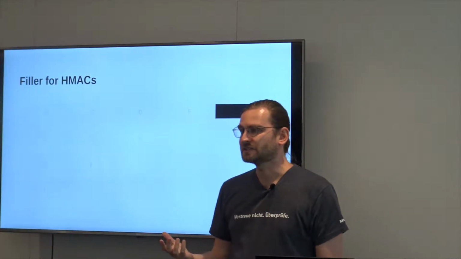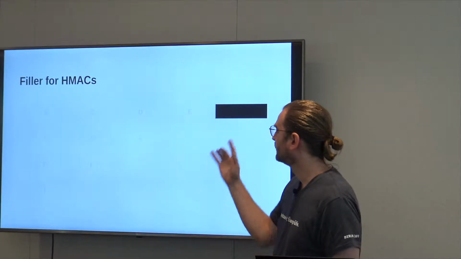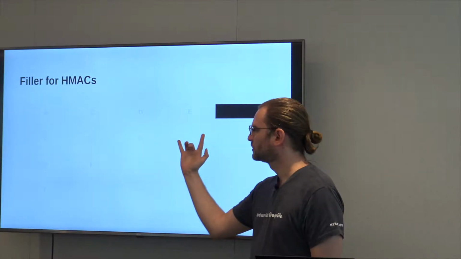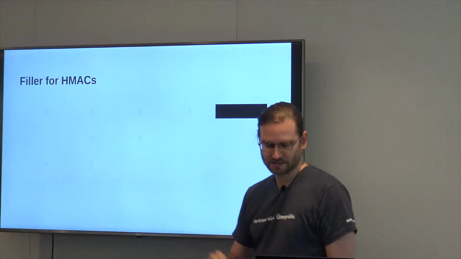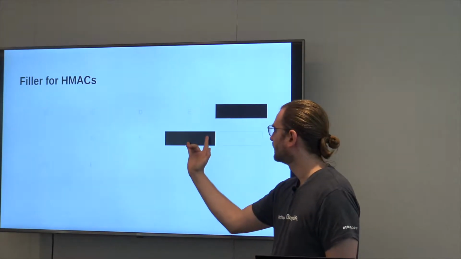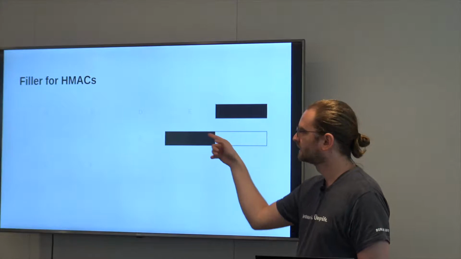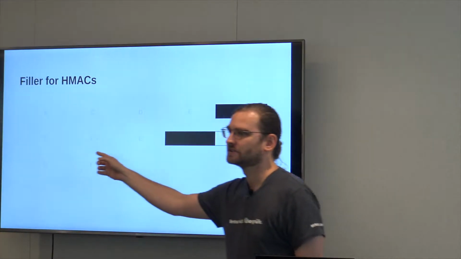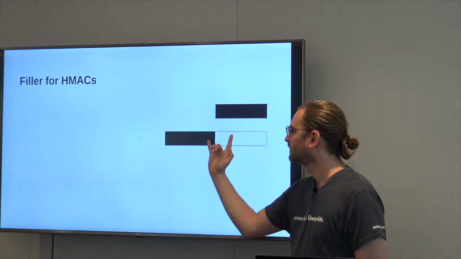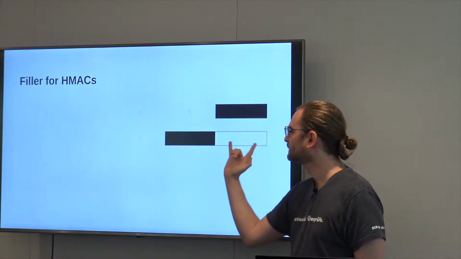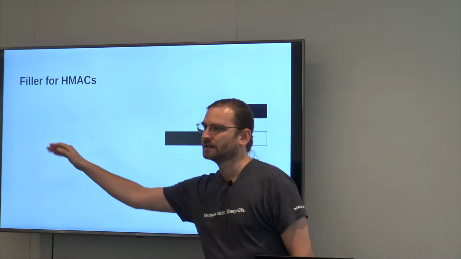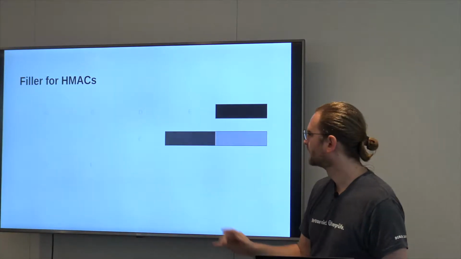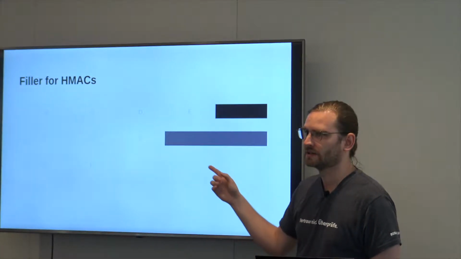Now, for the next hop, we need to take this part, shift it here, and add the filler that the second node would add. And now we again generate the entire encryption stream and encrypt this part here and throw away the beginning. So we have one more layer of encryption.